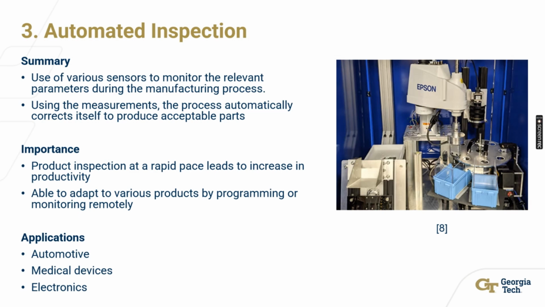The third topic is automated inspection. It is the use of various sensors to monitor the relevant parameters during the manufacturing process. By using those measurements, the process automatically corrects itself to produce acceptable parts. Some importances are that product inspection at a rapid pace leads to an increase in productivity. It is able to adapt to various products by programming or monitoring remotely.